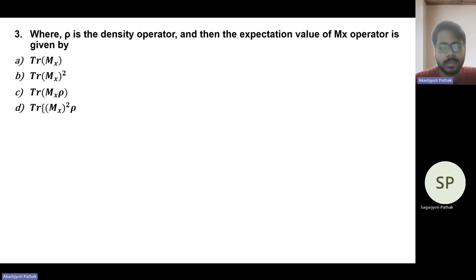Now, once we have understood this, try to solve this question. Try out this question.